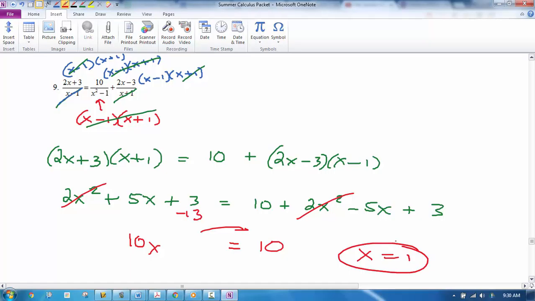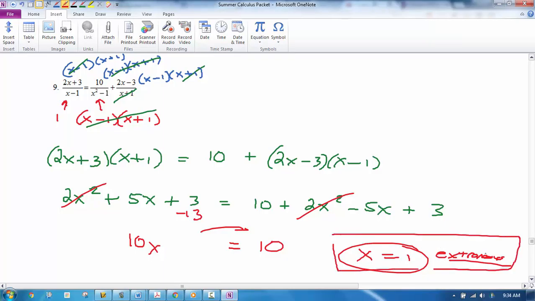Now, make sure you double check that and make sure it's not extraneous. The problem with that answer is that if you plug in x equals 1 right here, you get an undefined answer. So this is extraneous. It looks like the answer key is wrong for this one, but this should be right as long as I don't make any mistakes here. X equals 1 would be the solution, but it happens to be extraneous, so let's make sure we say that.